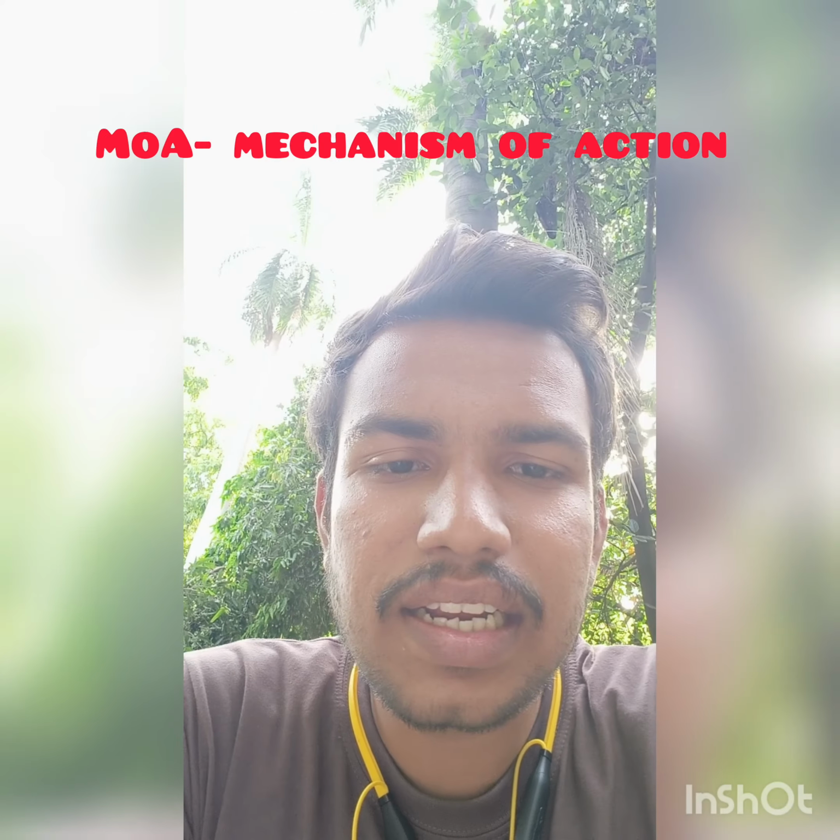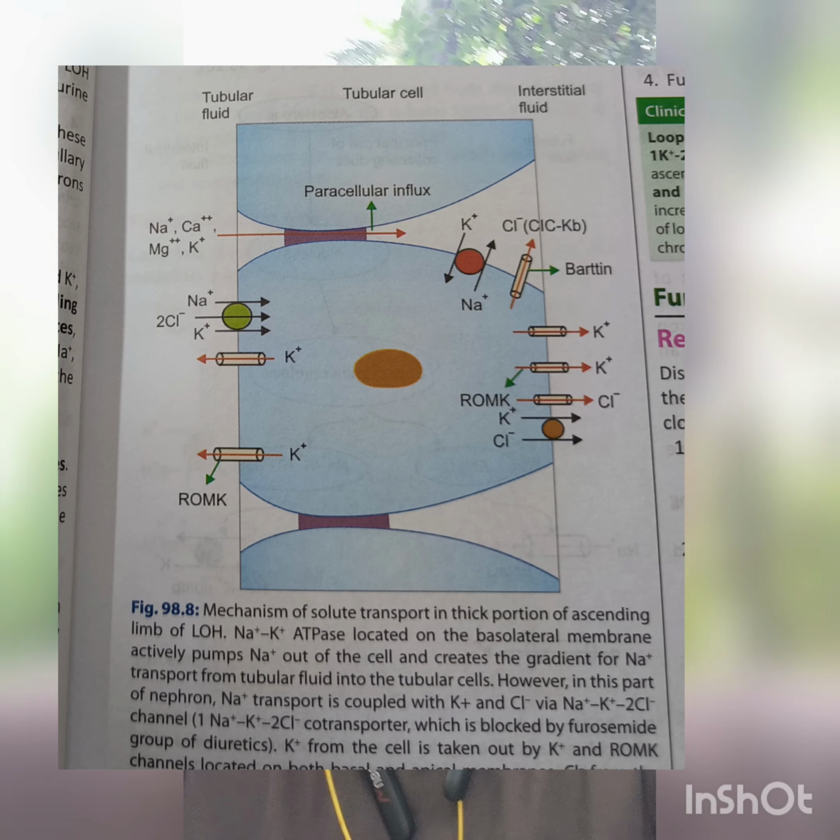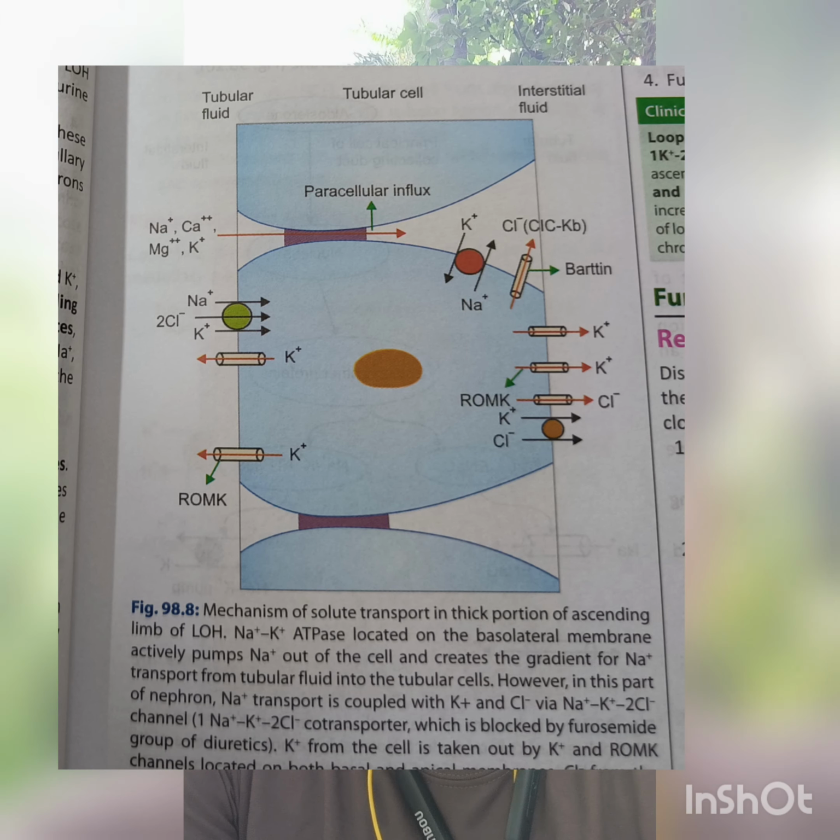This drug, furosemide, also known as Lasix, is a loop diuretic. It acts on the ascending limb of the loop of Henle, where one pump is present, known as the sodium, potassium and chloride cotransporter. So this drug blocks this pump.